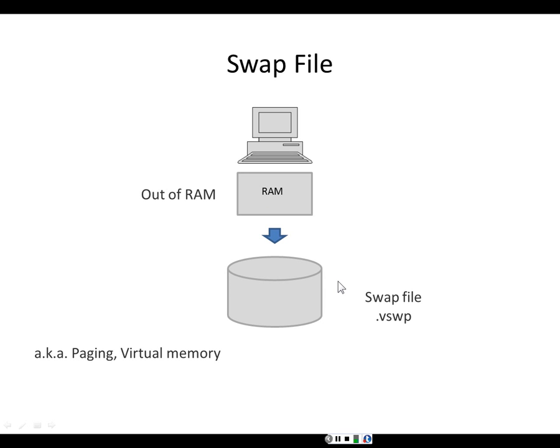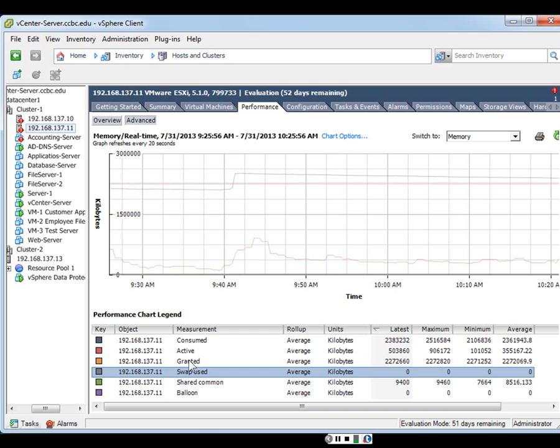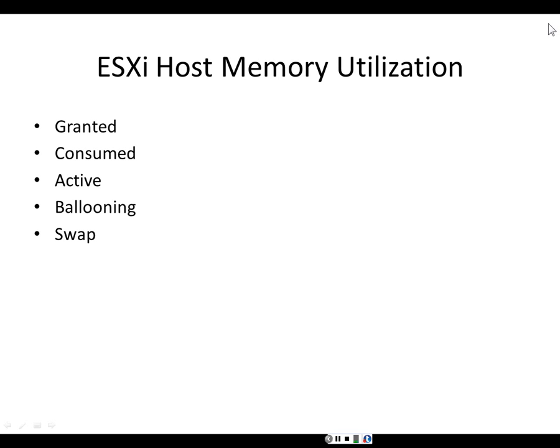Now Windows has this. You probably heard about this in Windows Server. In Windows, this is also known as paging, and Windows calls it virtual memory, but VMware just calls it a swap file. So if swap file activity is high, that means we're in a danger threshold, and that means we're short on RAM.